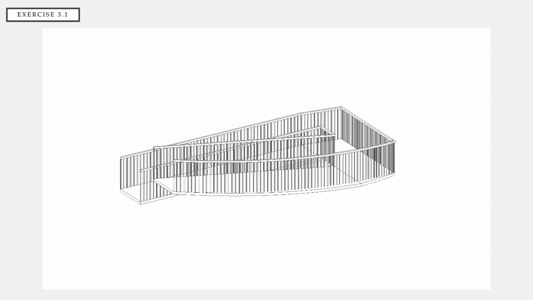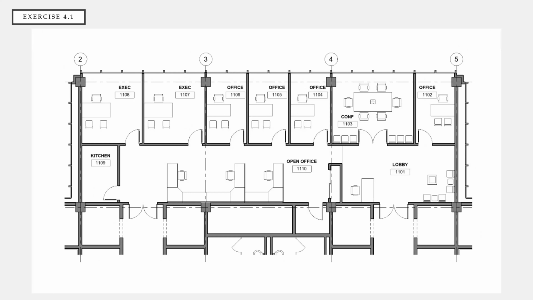Exercise 3.1 was learning about how to make stairs and ramps. A challenge from this chapter for me was learning how to actually properly line the stairs up with the openings, as well as making sure the railing was put in properly.